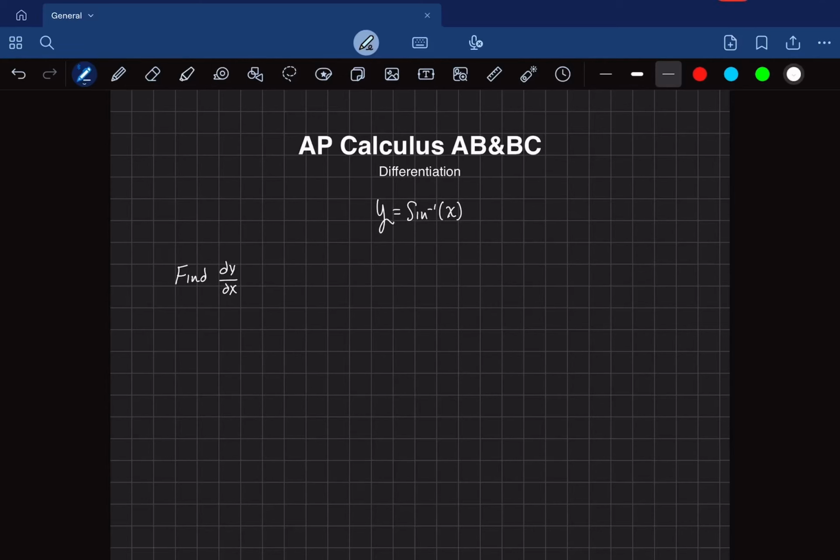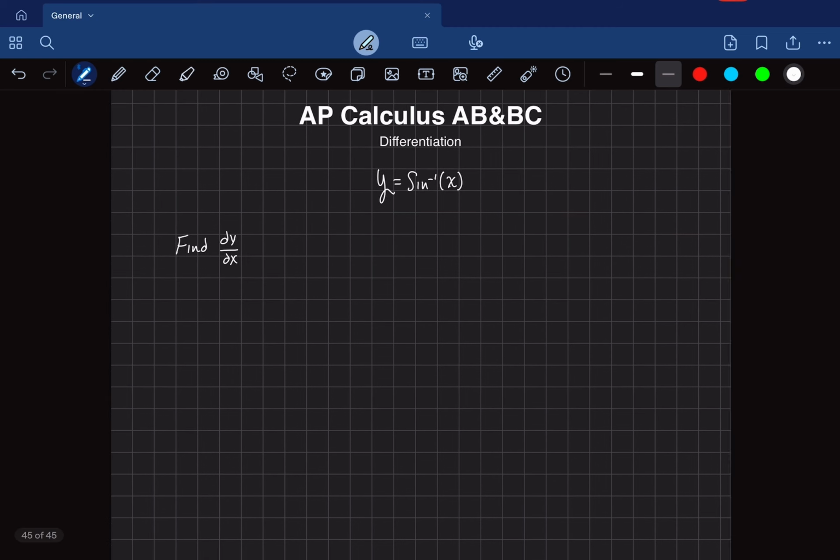In this video, I will be looking at differentiation from calculus A, B, and BC. Now, we are given the function y is equal to the sine inverse of x, and we are looking for dy over dx. So we are looking for the derivative of this function with respect to x. Now, to begin, we can rewrite our function down here.